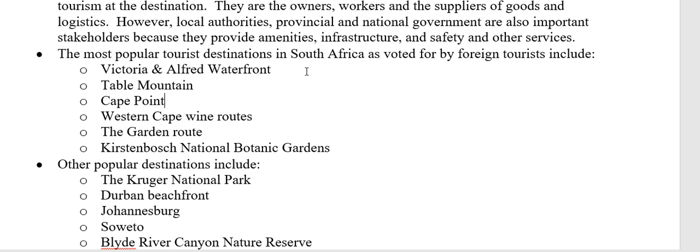Cape Point, and then the Western Cape wine routes, the Garden Route, Kirstenbosch National Botanical Gardens, all of these tourist destinations are in the Western Cape. All right, that's why, as we saw just now, most of the foreign tourists that come here for holiday experiences go to the Western Cape. And these are the tourist attractions that they prefer to visit when they are in the Western Cape.